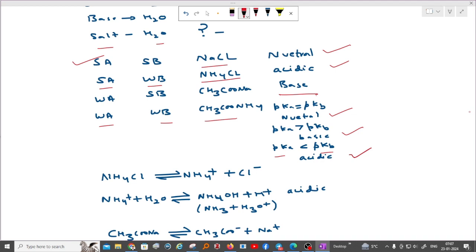But if we compare the pKa and pKb values, then accordingly we can arrive at whether the solution will be neutral or basic.